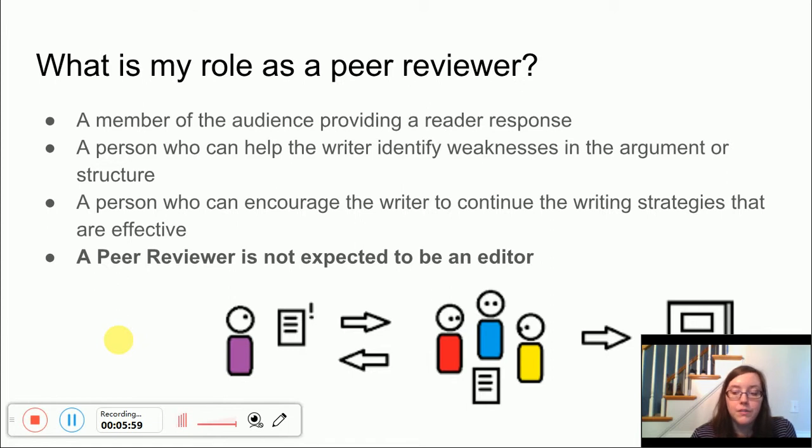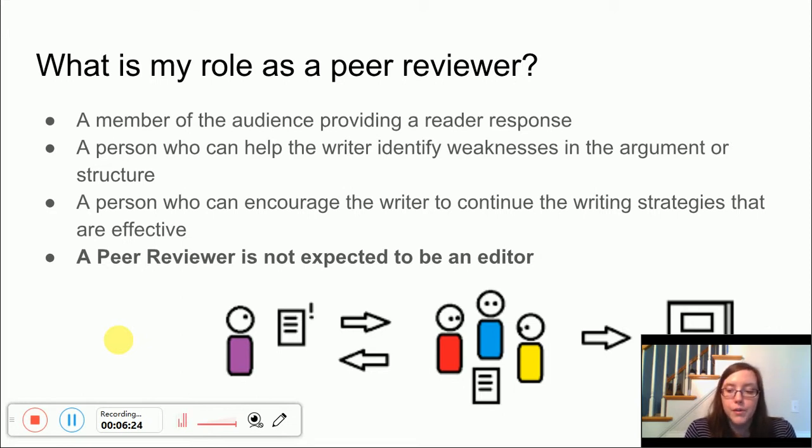As a peer reviewer, I don't expect, and thus you should not expect from your classmates, that they will edit your paper, because it's different. I don't think that everyone knows exactly where to put all of the commas all of the time, and I'm not even sure I do. So I want you to keep that in mind. Really, it's just about getting a second set of eyes, reading through your ideas, thinking about structure.